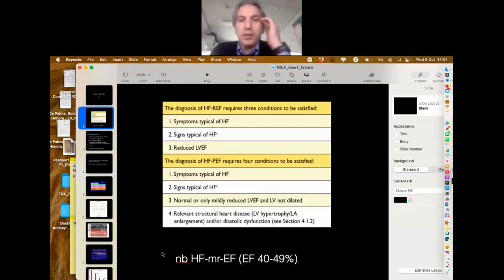The signs typical of heart failure, these would include fourth heart sound, and sometimes it's due to AT.